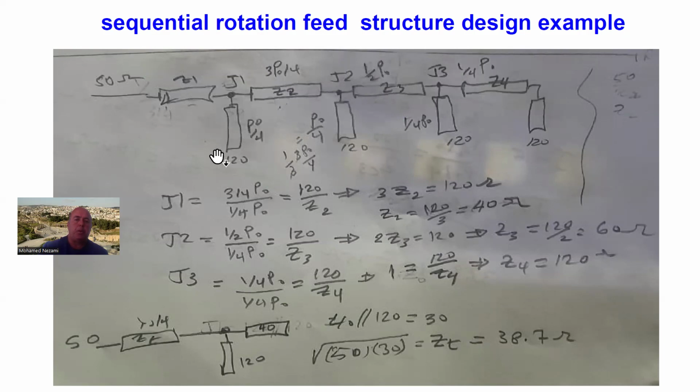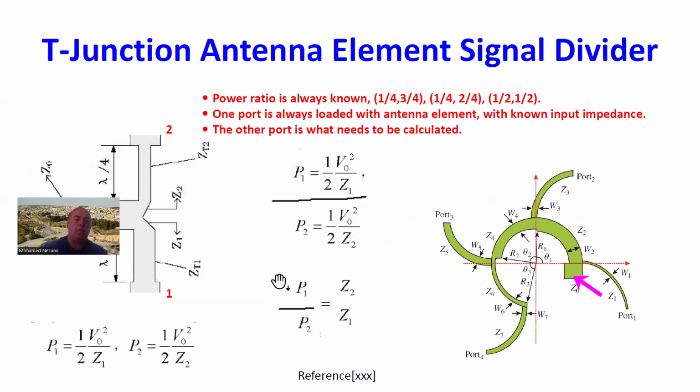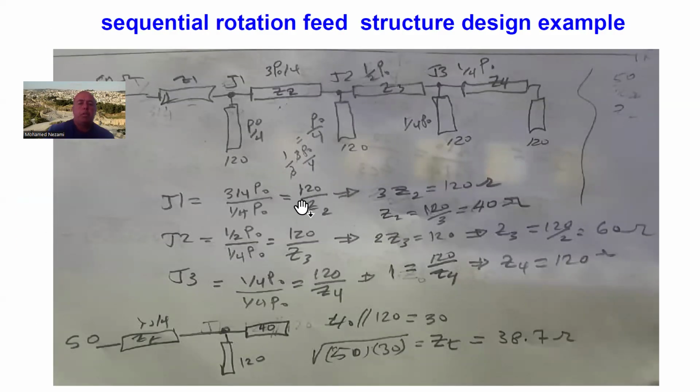At junction 1, the ratio of the power delivered to this element and the power delivered to the three other elements is 3/4 divided by 1/4 of the power. So cancel out these. That should equal 120, which is this impedance, divided by this impedance. That's what we defined in here, based on this equation, which is for the T-junction. You can refer back to my other videos to see this. So we simplify this, so that's 3, and that's 120 over Z2, so therefore 3 Z2 equals 120, and Z2 in here would have to be 40 ohms, okay?